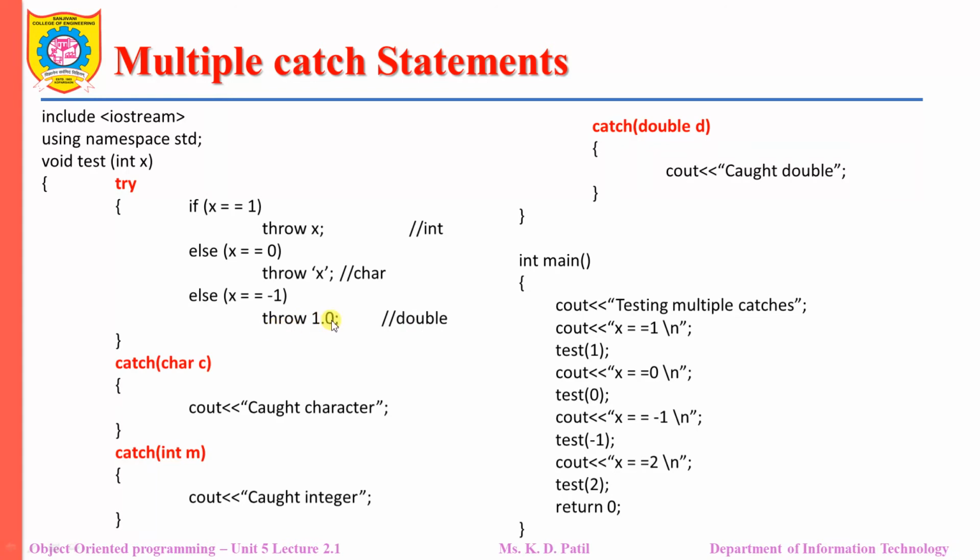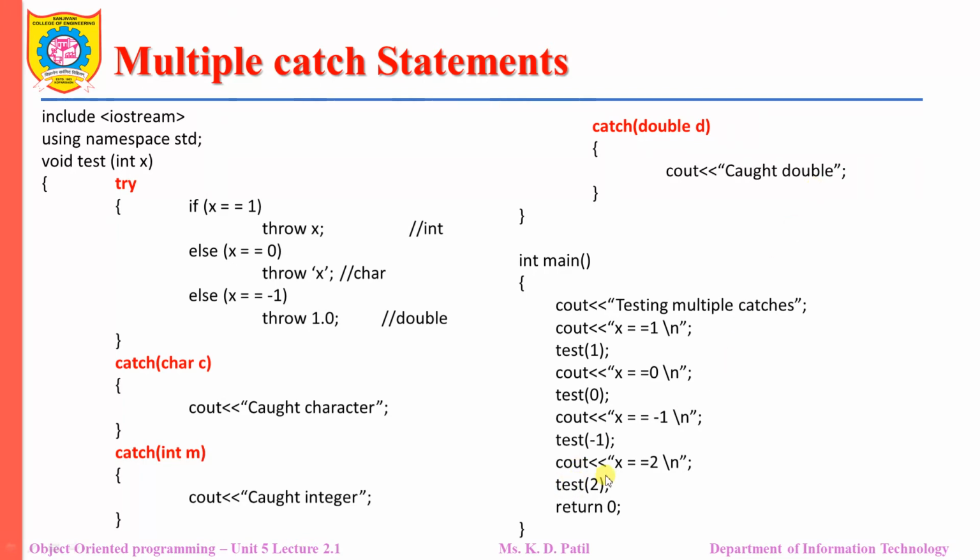So when this throw exception occurs, at that time the catch statement which matches this argument will be searched. If you go here, it is of type character, so it will not be executed. If you go here, it is of type integer, so it will not be executed. Now last, if you go here, double d, then it is of the same type, that is double. Then in that case the caught double will be executed. That statement will be displayed on the screen.